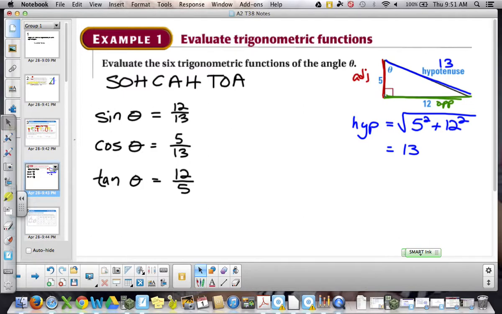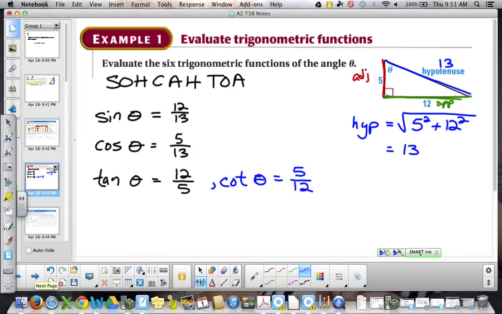All right, then if you do the reciprocal functions, tangent is going to go with cotangent. So the cotangent of theta will equal just the reciprocal of 12 over 5, so 5 over 12. Cosine is the reciprocal of secant, so the secant of theta will be 13 over 5. And sine goes with the cosecant of theta, so that would be 13 over 12. And there are my 6 trig functions for that angle.